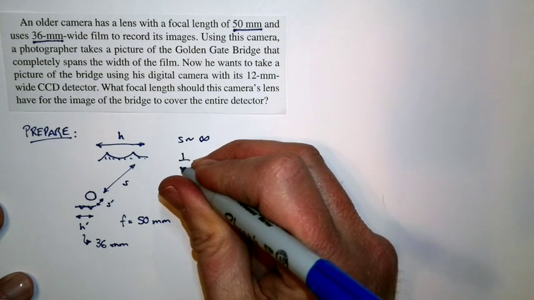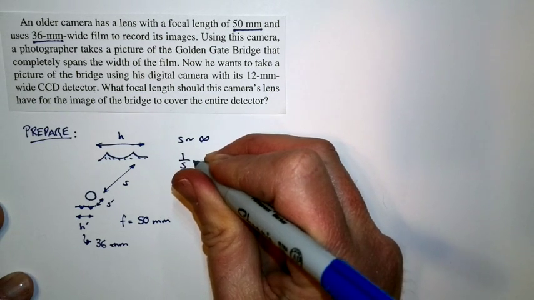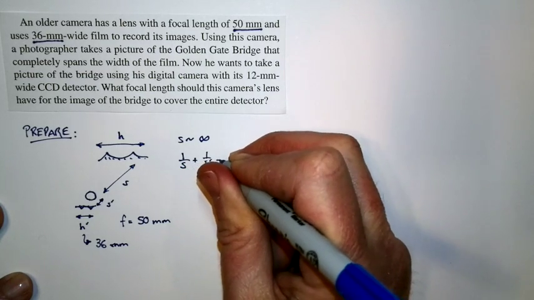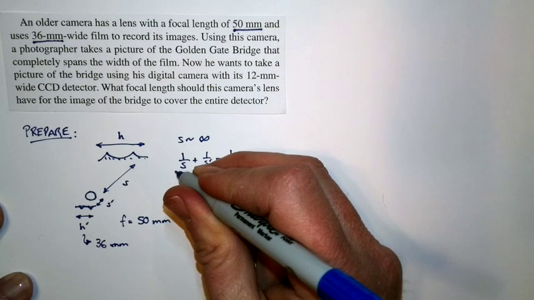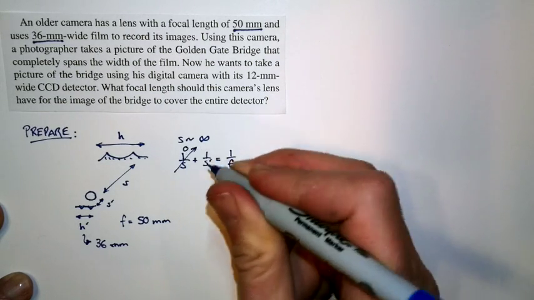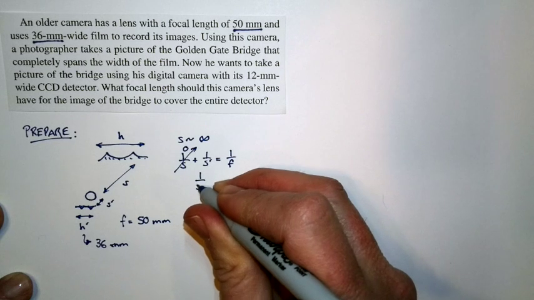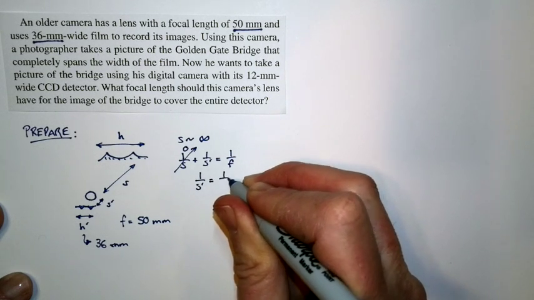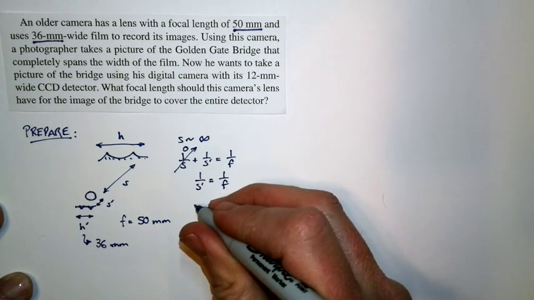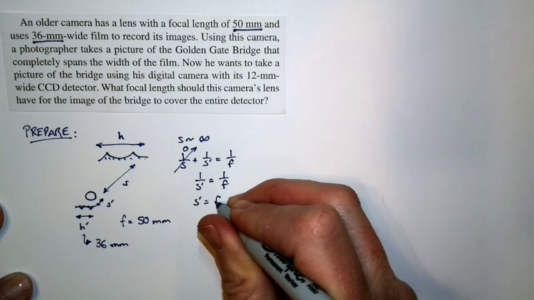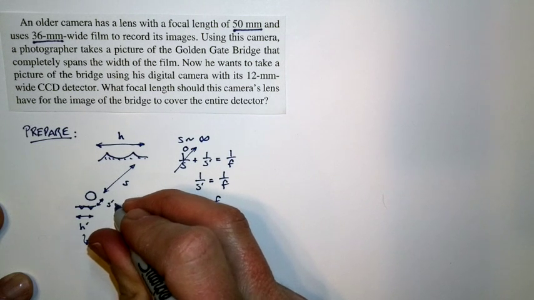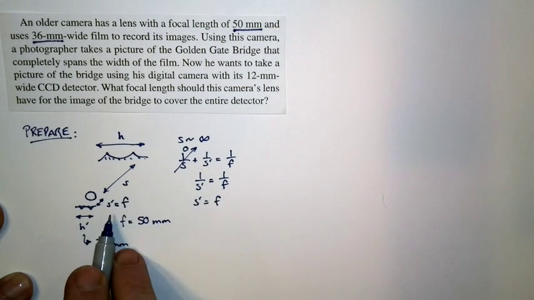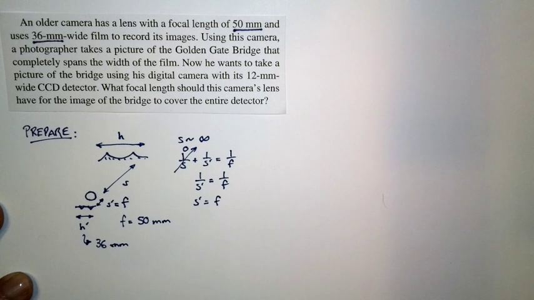And our basic thin lens relationship, 1 over S plus 1 over S prime equals 1 over F. If we assume that S is equal to infinity, this term right here basically goes to 0. And so as a consequence, our relationship reduces to this. 1 over S prime is equal to 1 over F. And so S prime equals F. And this tells us that the image basically forms right at the focal point. And so this distance S prime is equal to F. It's just equal to the focal point of the lens.